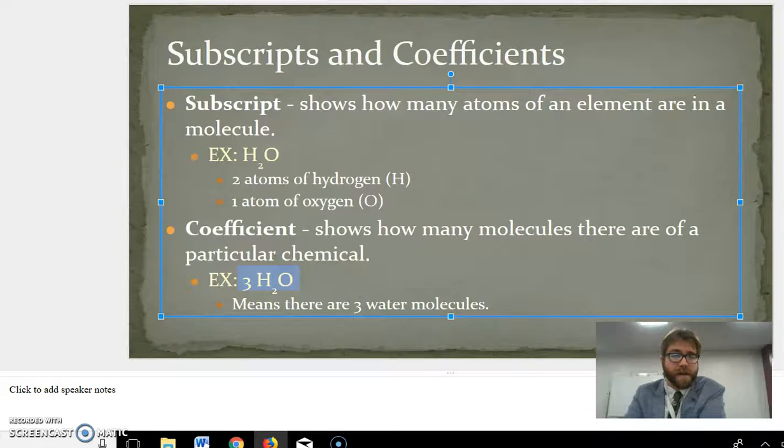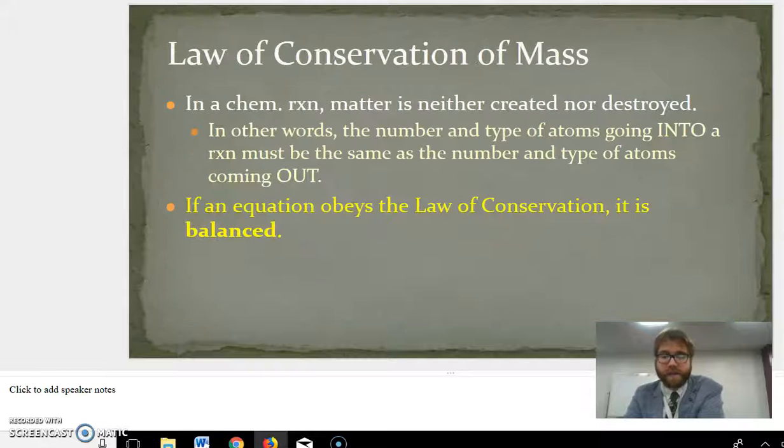All right. Now that we can read a chemical equation, let's talk about a law of chemistry. A law of chemistry that is important to us for this test is the law of conservation of mass. Now this says that in a chemical reaction or equation, matter is not destroyed or created. It is just changed or transformed. And when a chemical equation is following this law, we will call it balanced.